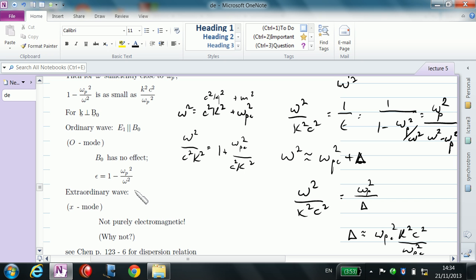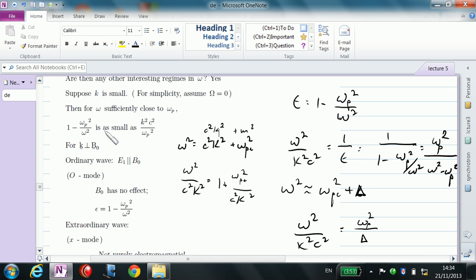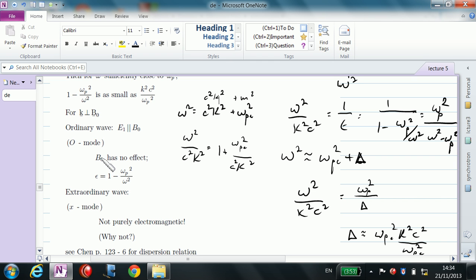Now, this was without a magnetic field. When you have a magnetic field, you have to distinguish between the O mode and the X mode. The O mode is called the ordinary mode because the magnetic field doesn't affect it. The particle motion is along the field, so V cross B is 0. And for the O mode, epsilon is still this. It doesn't involve the magnetic field.